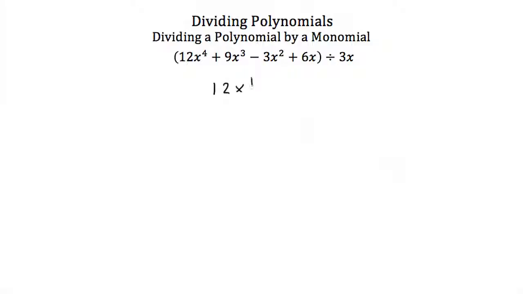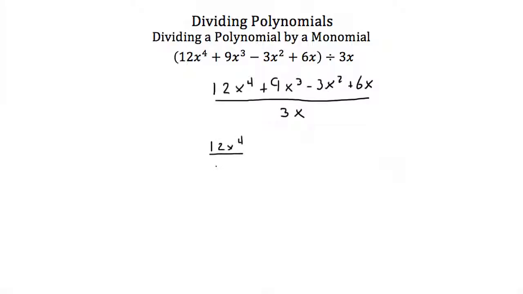It'll look like 12x to the fourth plus 9x cubed minus 3x squared plus 6x, all divided by 3x. And if I can write it this way, that means I can also write it as 12x to the fourth over 3x, plus 9x cubed over 3x, minus 3x squared over 3x, and plus 6x over 3x. Now, if I can write it this way, that means I can take each one of these terms and individually divide it by 3x.